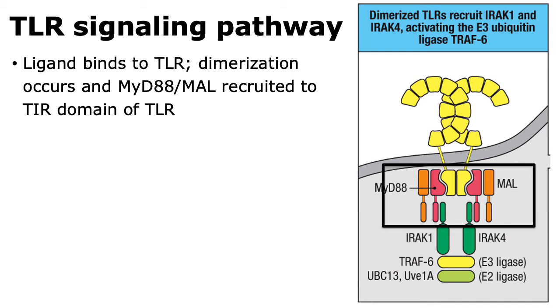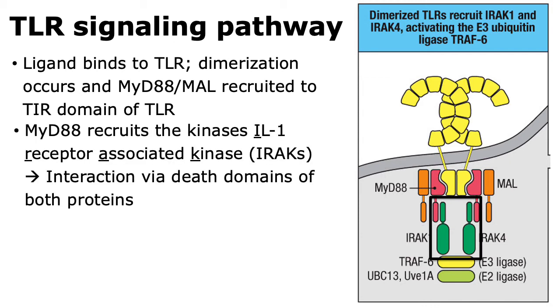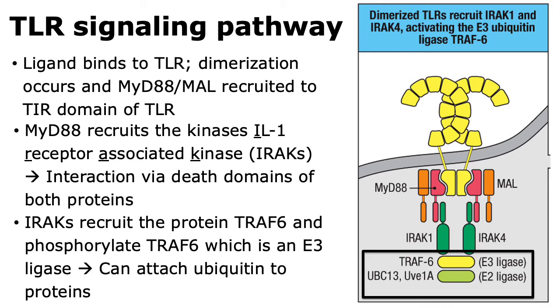Once MYD88 is able to bind to the TLR domain of the toll-like receptors, it forms recruitment sites for other proteins like the kinases, which are IL-1 receptor-associated kinases or IRAKs. Now, this interaction is usually mediated by death domains that are present in MYD88 and the IRAKs. The IRAKs that are now associated with MYD88 are able to recruit another protein called TRAF6.